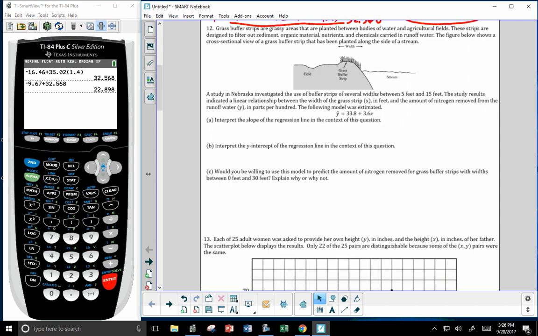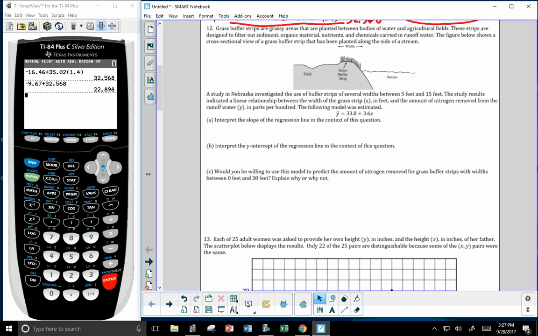So again, we need to take our slope, which is in front of x, and put it over 1. So we want to go 3.6 over 1, and remember that it's y over x, and it says that x is the width of the grass strip. So this is the grass strip, and this time we're in feet, just to remember. And then what was kind of a weird one in this situation, it's the nitrogen removed. It's how much nitrogen is removed.